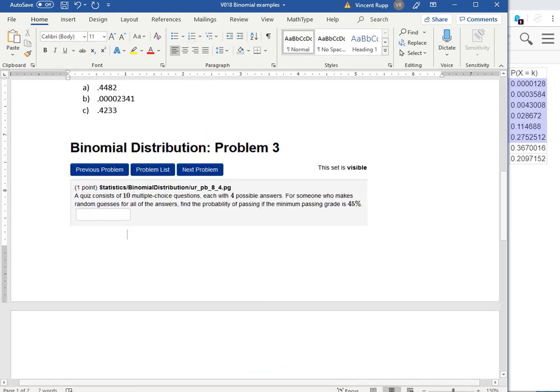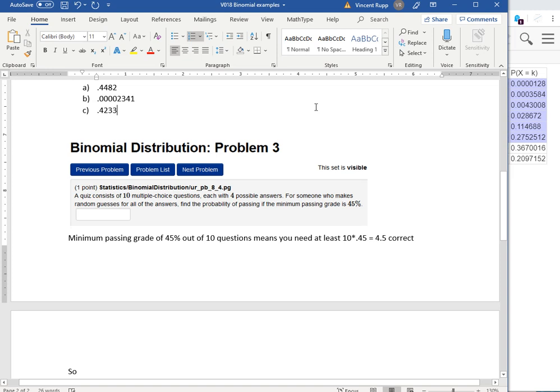This one is a little different. A quiz consists of 10 multiple choice questions, each with 4 possible answers. For someone who makes random guesses for all the answers, find the probability of passing if the minimum passing grade is 45%. That's a very generous passing grade. Okay, so a minimum passing grade of 45% out of 10 questions means you need at least, well, you multiply that, 4.5 correct.